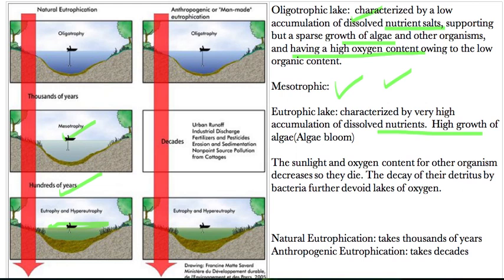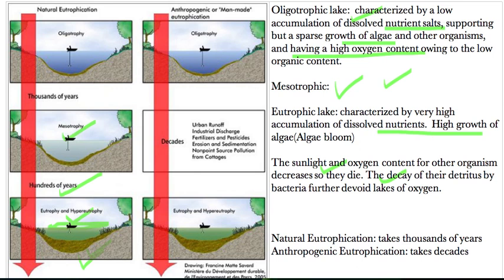The decomposition of detritus is done by bacteria, and in the process of decomposition these bacteria also consume oxygen. So whatever oxygen was present will be taken up by these bacteria for decomposition and by the algae. More aquatic animals will die because no oxygen will be present for them. The sunlight and oxygen content for other organisms decrease, so they will die. The decay of their detritus by bacteria further devoids the lake of oxygen. This is the process, and it is a natural process.